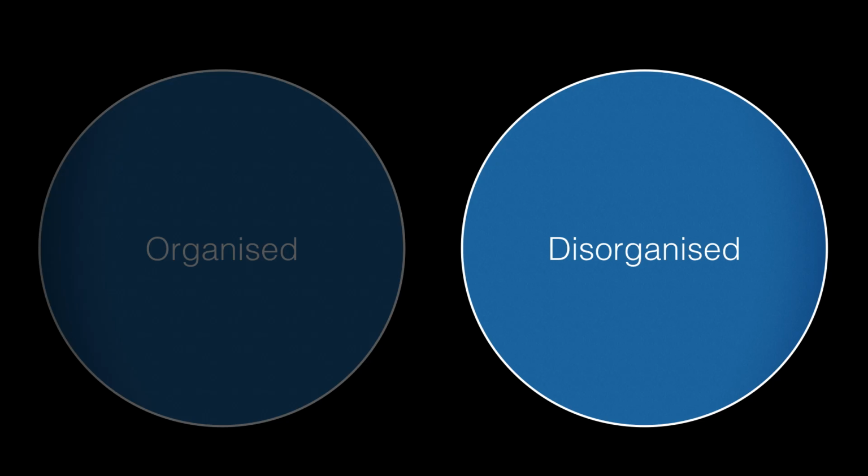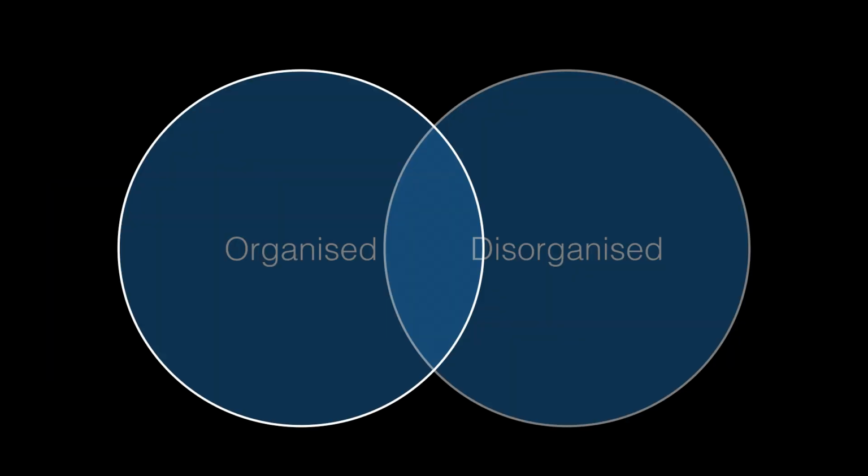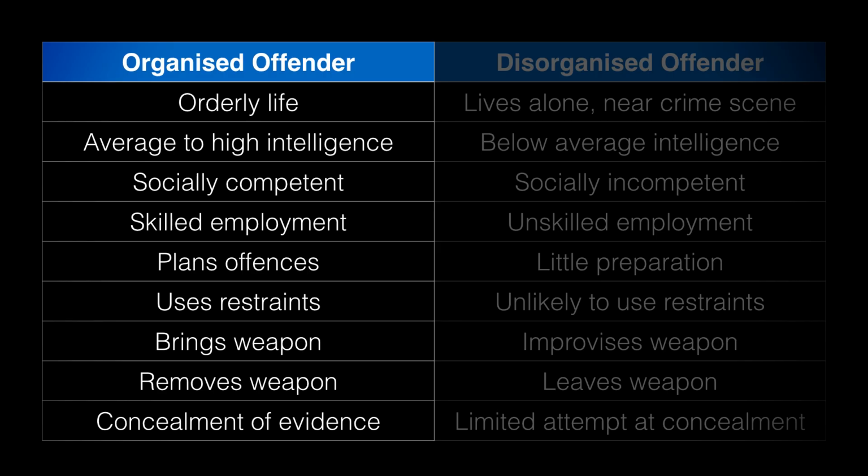population. Now, this analysis led FBI investigators to propose typologies of offenders, such that, for example, an offender could be categorised as organised or disorganised, or in some instances a mixture or combination of both. So, if we stick with the crime of murder, an organised offender would be someone who led an orderly life, and this is reflected in the way that they commit their crime. The organised offender is claimed to be of average to high intelligence, socially competent, and more likely than the disorganised offender to have skilled employment.